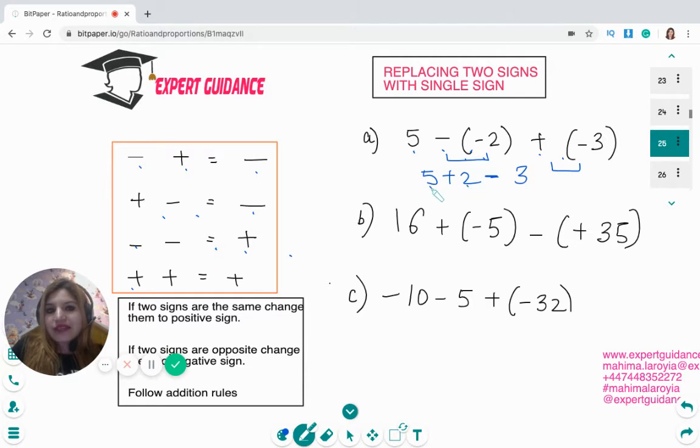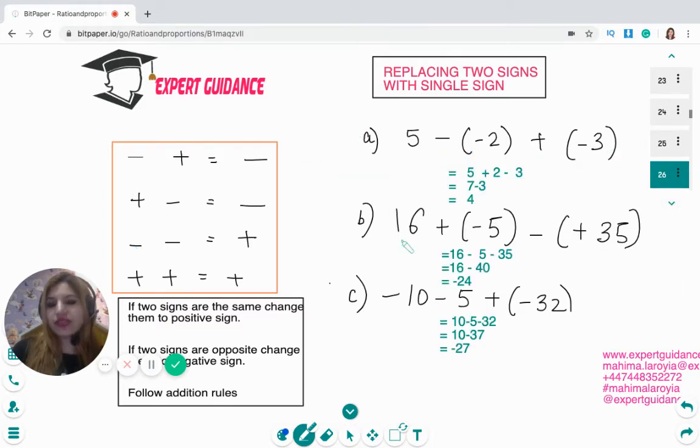Now you can add 5 and 2. So they both are plus signs. So you will do 7 minus 3 and the answer will be 4. Okay, so I hope you can have a go at these questions.